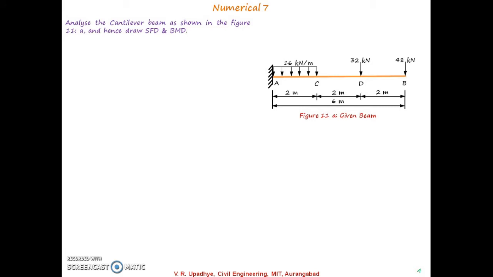Numerical 7. The statement is analysis of the cantilever beam as shown in figure 11A. It is fixed at A, free at B, and in between we have different forces. At the free end, it is subjected to a point load of 48 kilonewton. At D, 2 meter from B, it is subjected to one more point load of 32 kilonewton. And between A and C, it is subjected to a uniformly distributed load of 16 kilonewton per meter.